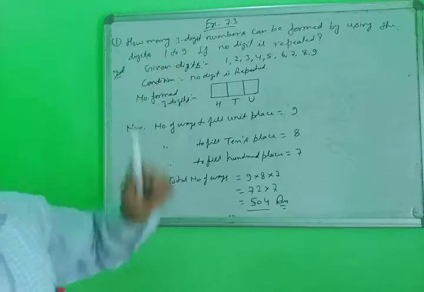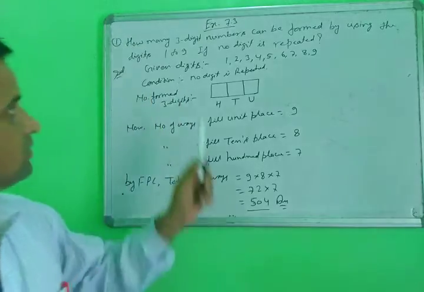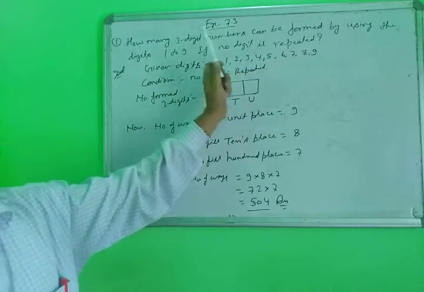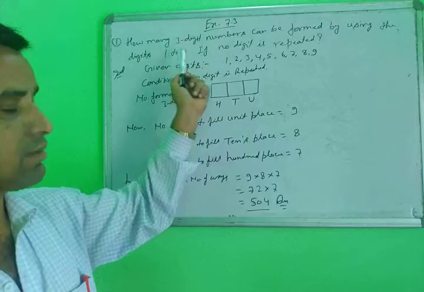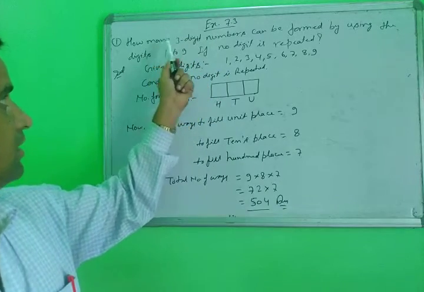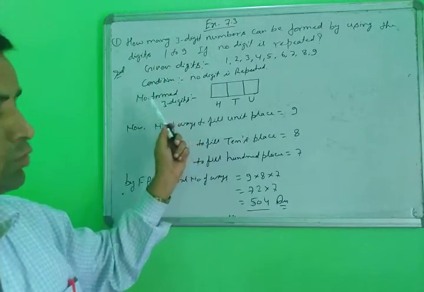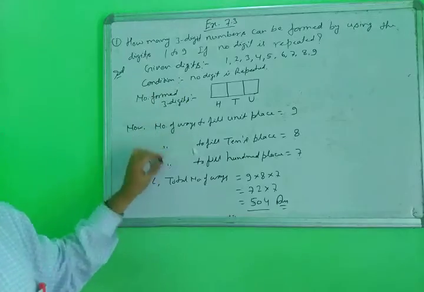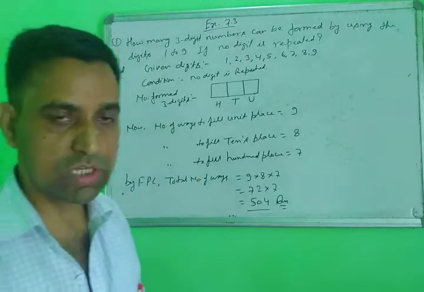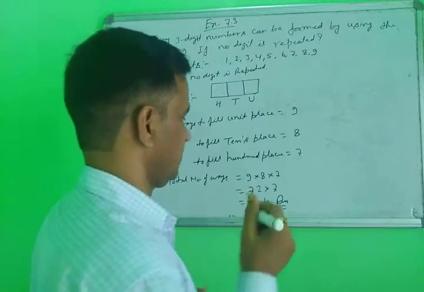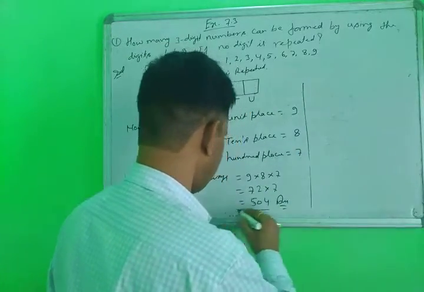First of all, read the question very carefully, then solve it. What things are given, what conditions are given, how many digits your number will have. Write it in a separate way, then solve it. This question you can solve by a second method also. This is your final answer.